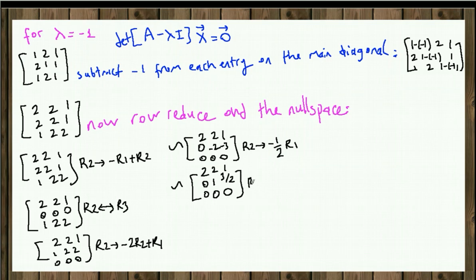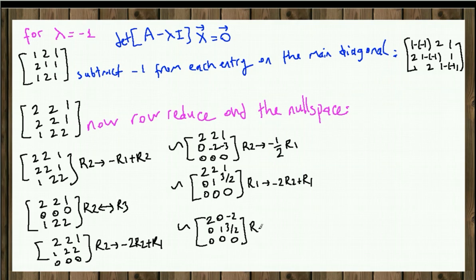Now we can change row 1 by negative 2 times row 2 plus row 1. Row 2 and row 3 did not change. Row 1, negative 2 times 0 is 0 plus 2 is still 2. Negative 2 times 1 is negative 2 plus 2 is 0. Negative 2 times 3 over 2 is negative 6 over 2, minus 1 will be negative 2, because it's going to be negative 4 over 2.